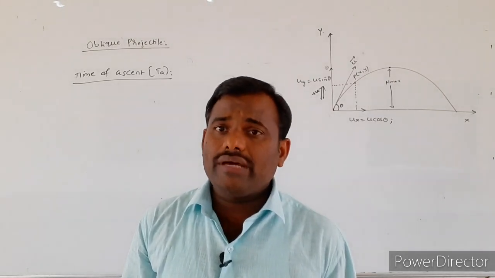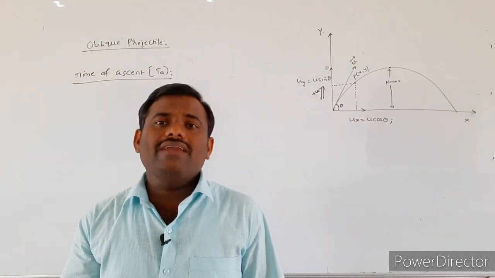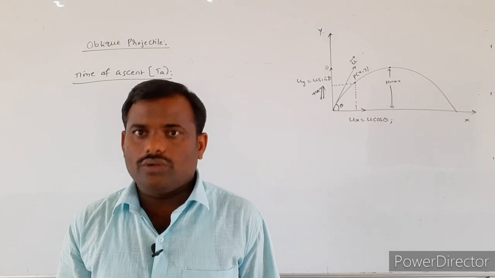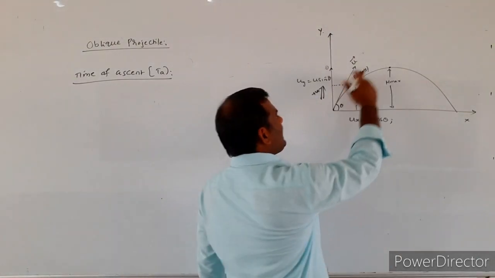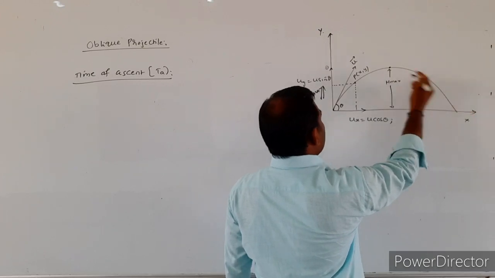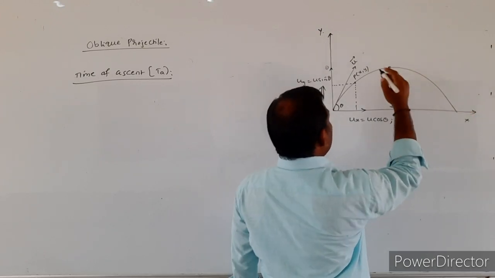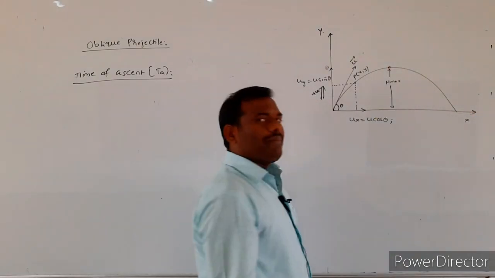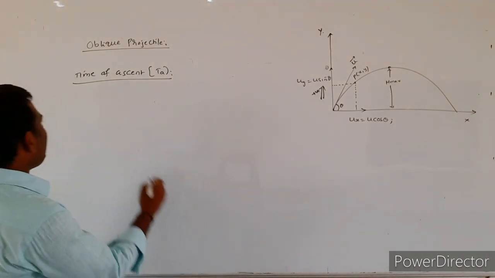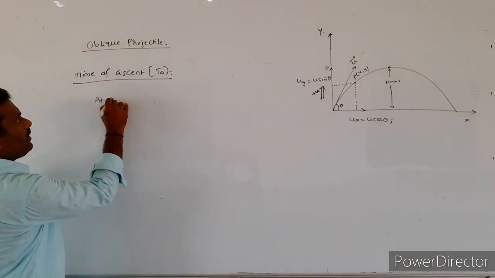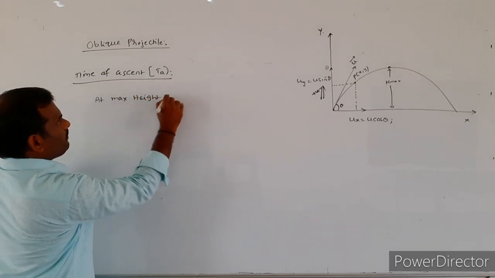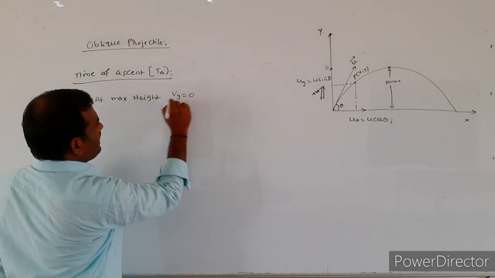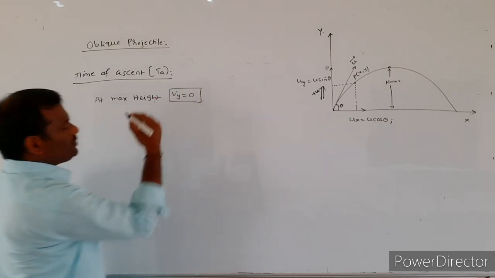The time taken by a body before its final velocity value becomes 0 is at maximum height. So here in the trajectory of the projectile, this point is indicating H maximum, or maximum height. So at maximum height, the y component of velocity will be equal to 0.